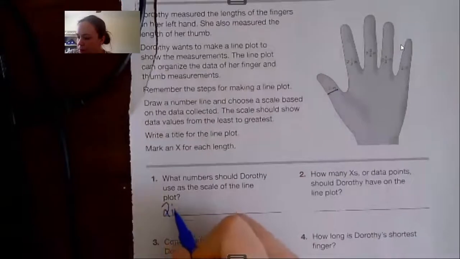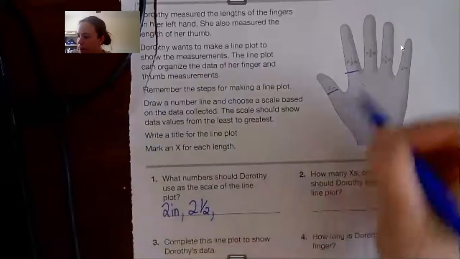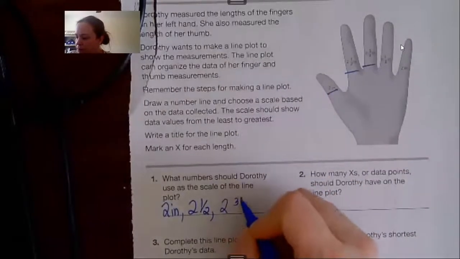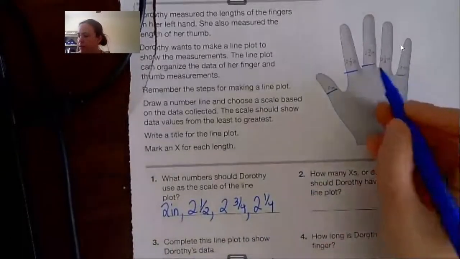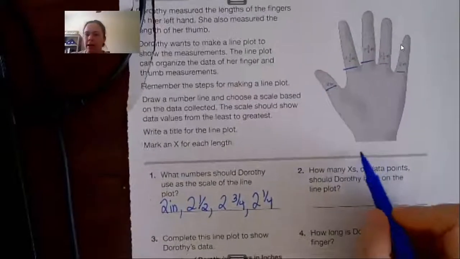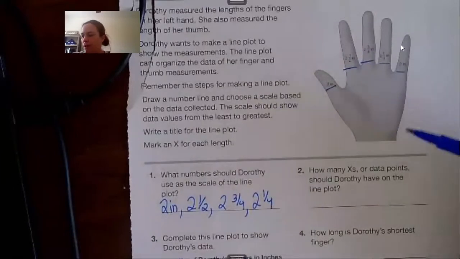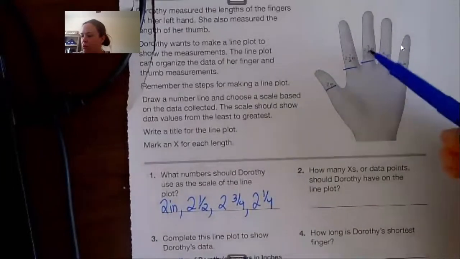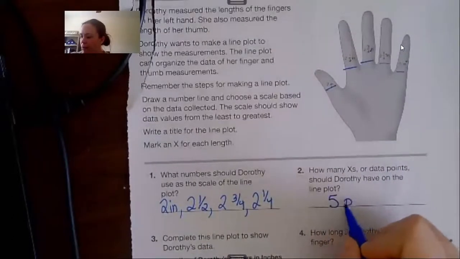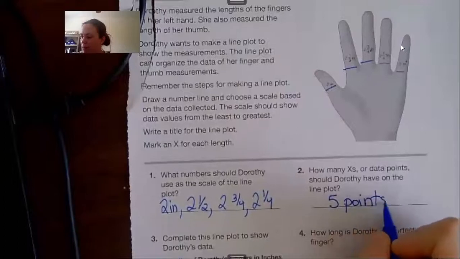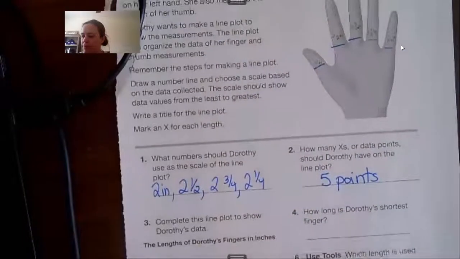So we have 2 inches, 2 1/2, 2 3/4, and 2 1/4. And then we have 2 again, so we don't need to put that. It says, how many X's or data points should Dorothy have? So each number, even if it's repeated, is 1 data point. So we have 1, 2, 3, 4, 5. So we should have 5 points. These are all data. Even the 2, you would do that twice because it's 2 2s.